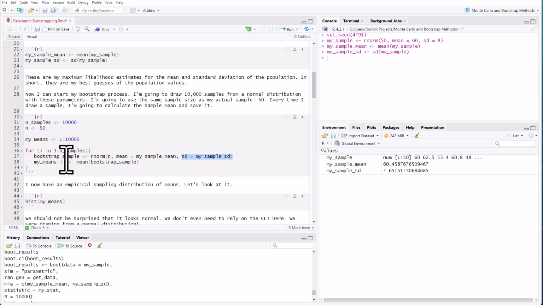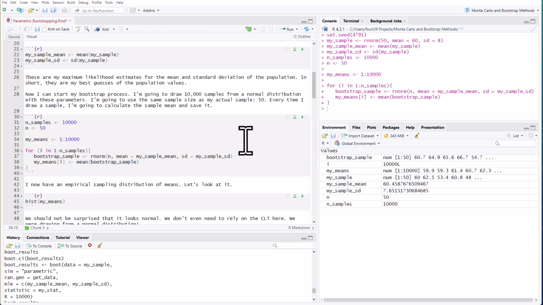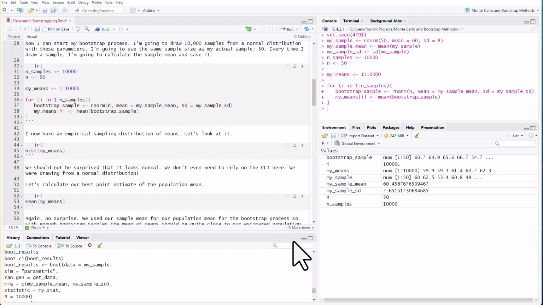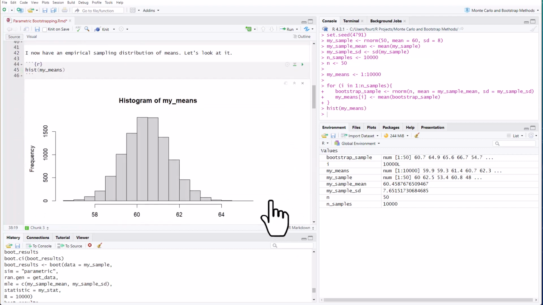I'm going to do this 10,000 times, each time drawing a new sample, and each time calculating the mean of that sample and storing all those means. Let's do it. All right, that didn't take long, even though there were 10,000 times I drew a sample and calculated the mean. So I now have an empirical sampling distribution of means. Let's look at it. There it is.